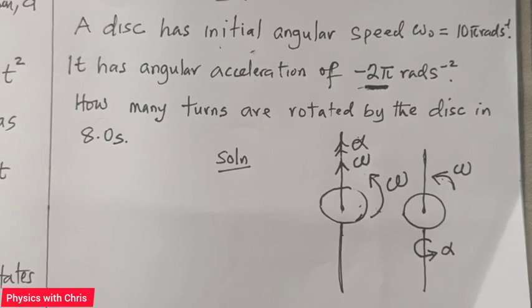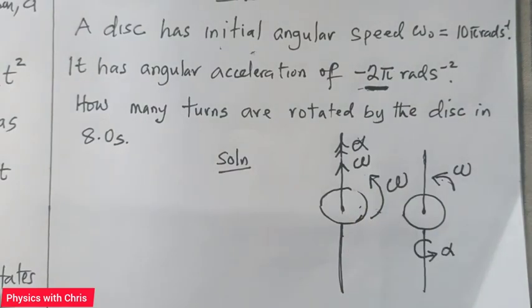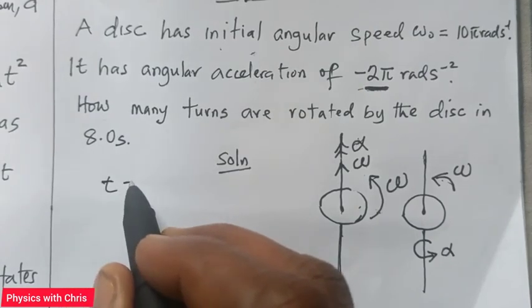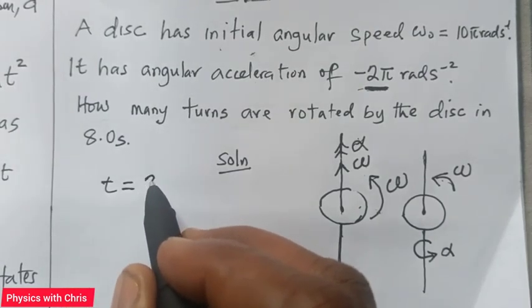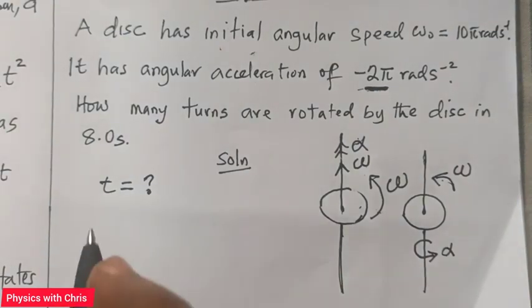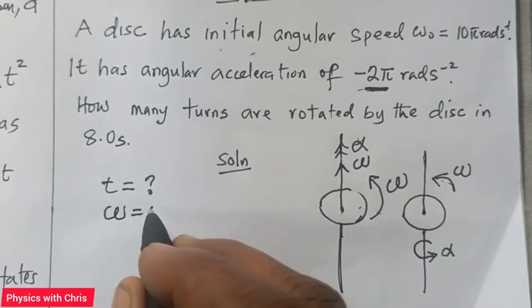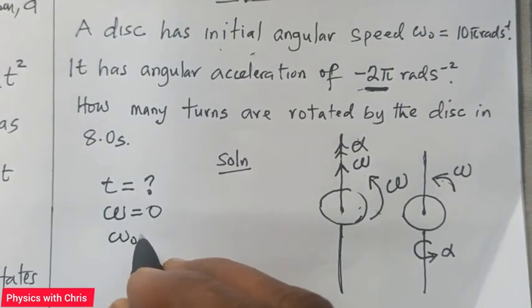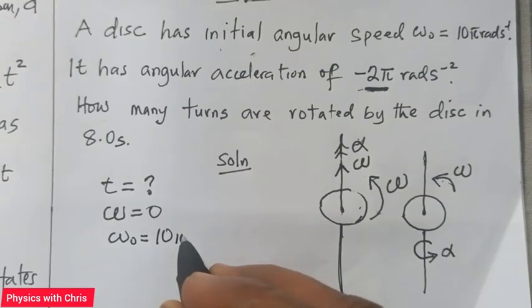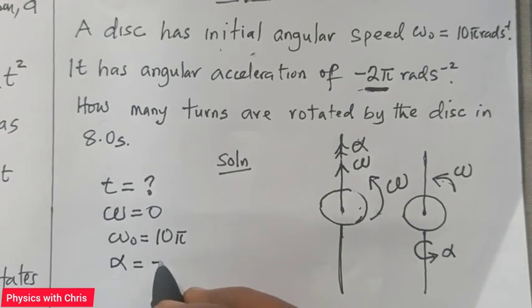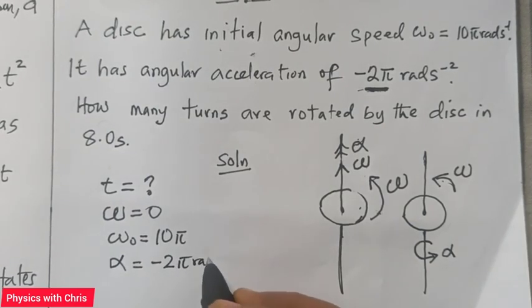But first of all, since this is a case of the disk slowing down, what's the time taken for it to come to rest? We need to find the time taken for the decelerating disk to come to rest. Let's call that t, unknown. Now recall that when it comes to rest, the final angular velocity is 0. The initial angular velocity remains 10 pi radian per second, as given in the question, and we are given the angular acceleration as minus 2 pi radian per second squared.